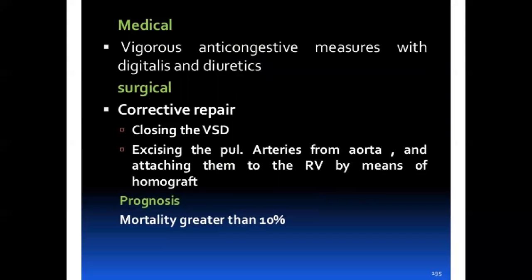Medically, vigorous anticongestive measures with digitalis and diuretics. Surgical: closing the VSD, and the pulmonary artery and aorta are excised and attached to their respective ventricles by means of a homograft.